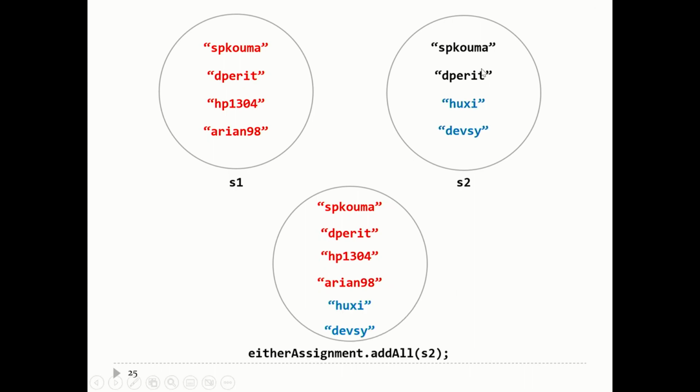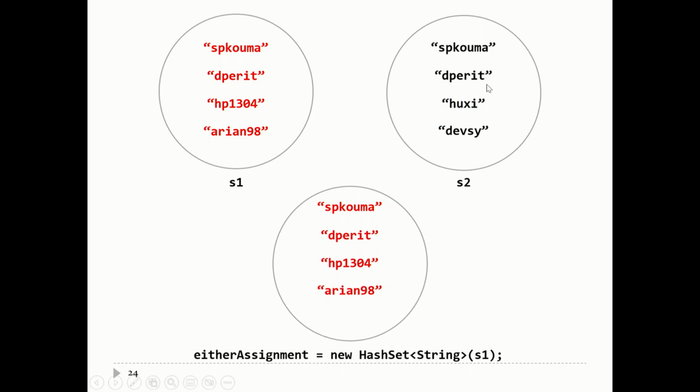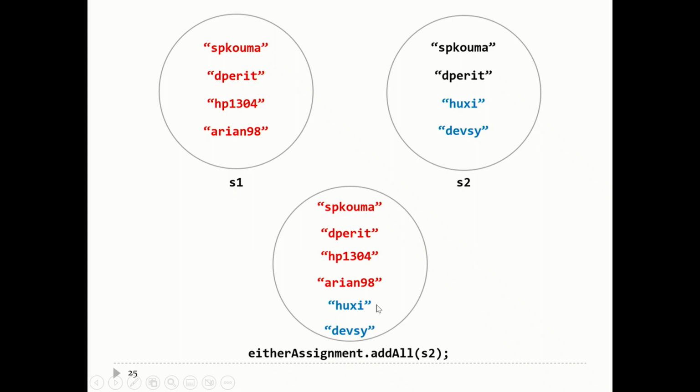So let me back up one step. When we addAll, we look at this name here and ask, is it in the set? The answer is yes, so we don't add it. We look at this name here. Is it in the set? The answer is yes, so we don't add it. Is that name in the set? The answer is no. Is that name in the set? The answer is no. So they both get added to the set. That's why it's called addAll.